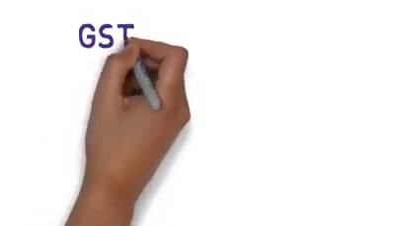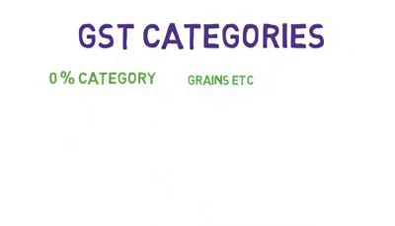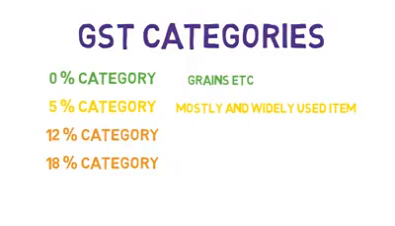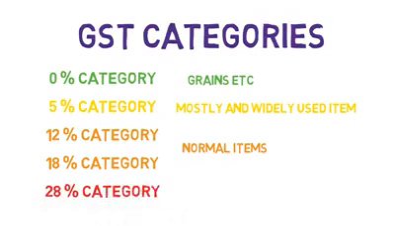We will also have 5 categories in GST in India. The 0% category will apply on food grains, etc. The 5% category will apply mostly on widely used items. The 12 and 18% categories will apply on items which are normally used. The 28% category will apply on luxurious items.